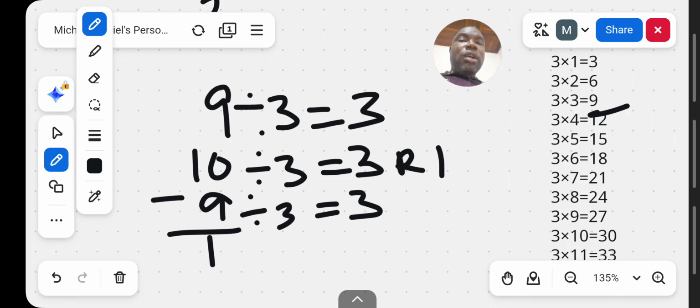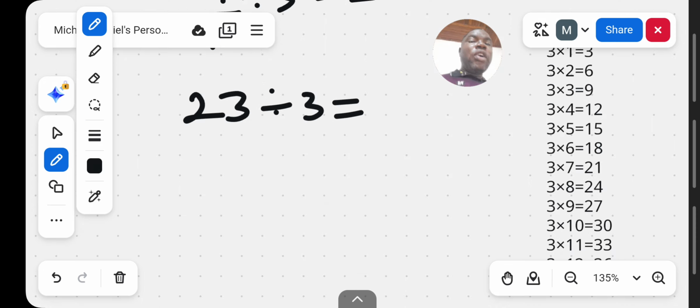Okay, now this person says 23 divided by 3. Oh, so we have to read the 3 times table. 3 times 1 is 3, 3 times 2 is 6, 3 times 3 is 9, 3 times 4 is 12. We're looking for 23, remember. 3 times 5 is 15, 3 times 6 is 18, 3 times 7 is 21, 3 times 8 is 24. 24 is already more than 23.